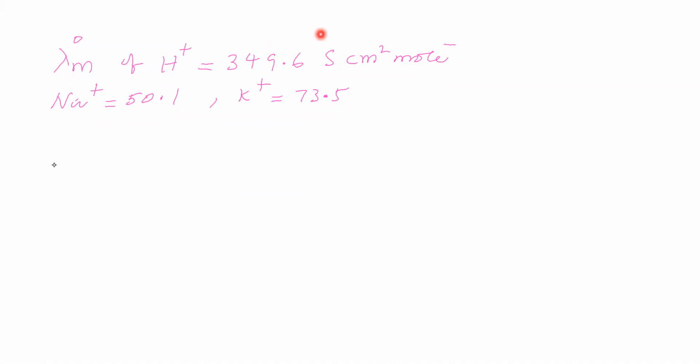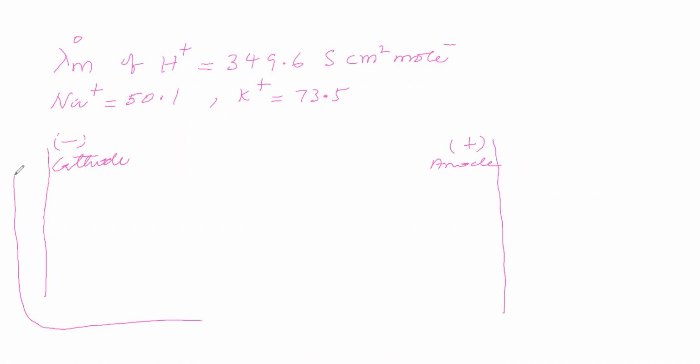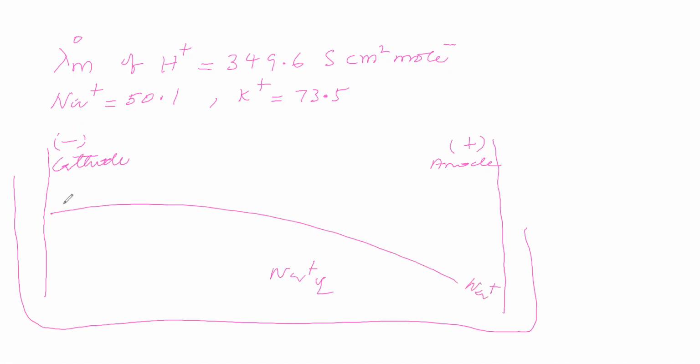Now, to understand this point, let us consider cathode here and anode here. Here we have taken an electrolytic solution. If you take Na plus aqueous, suppose Na plus ion is there, the Na plus ion moves towards this cathode, therefore it is carrying current. In the same way, K plus ions.